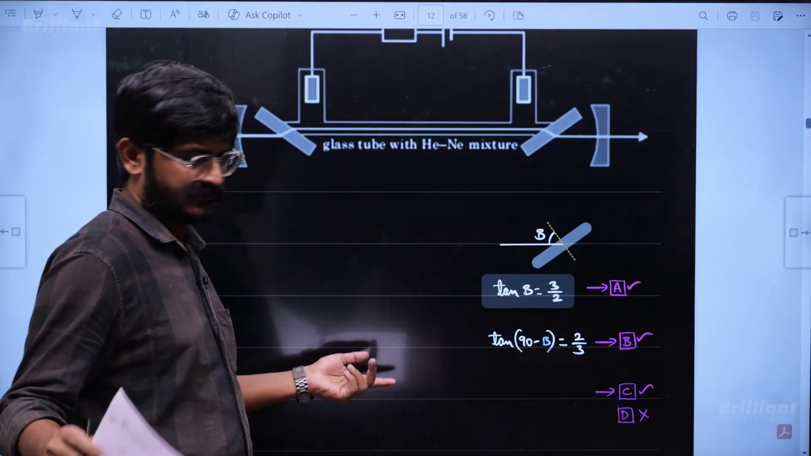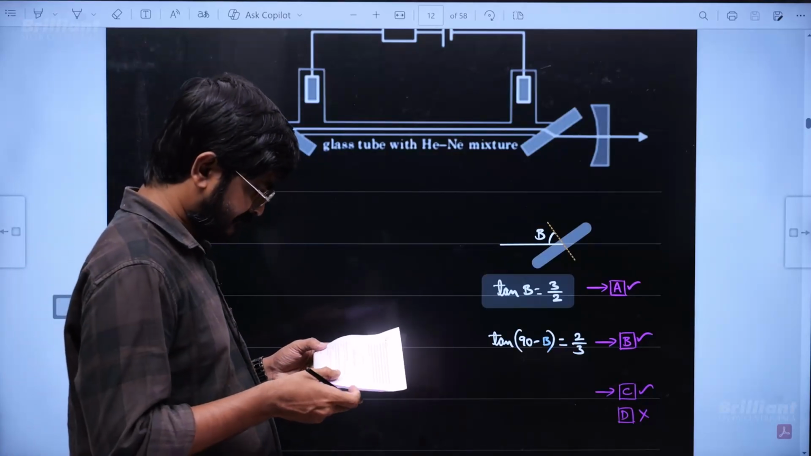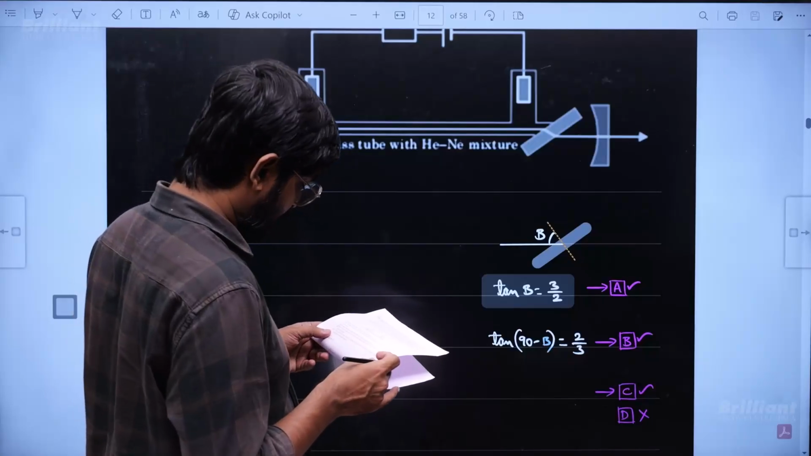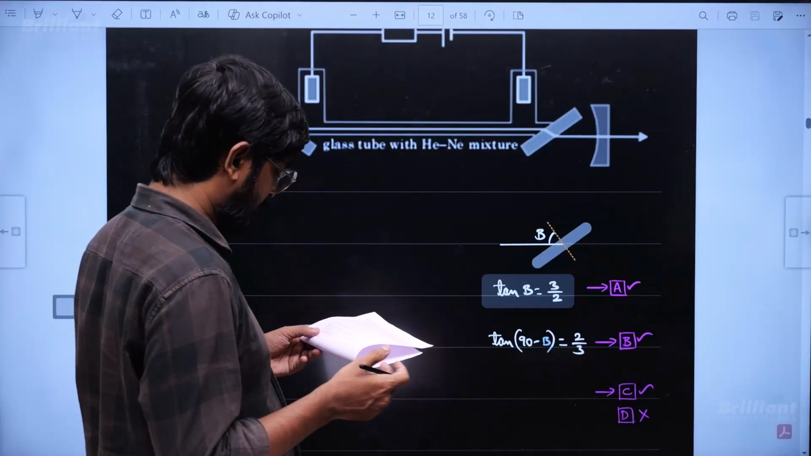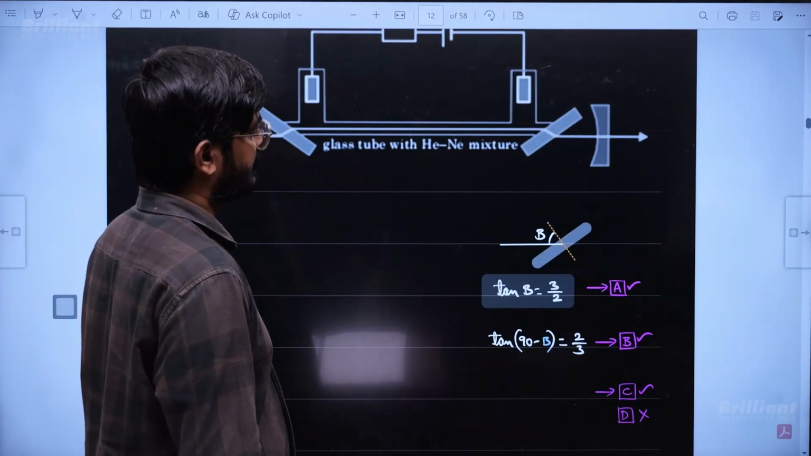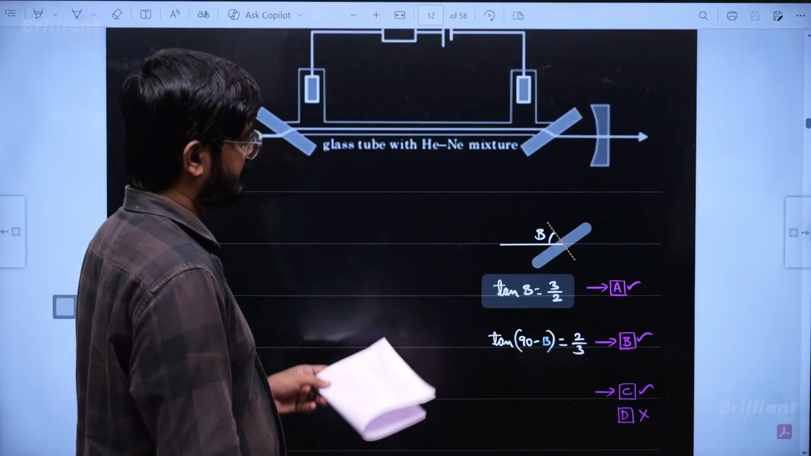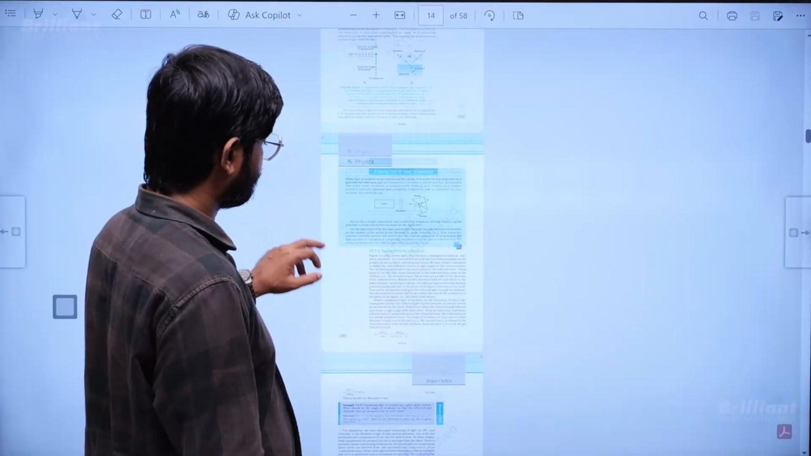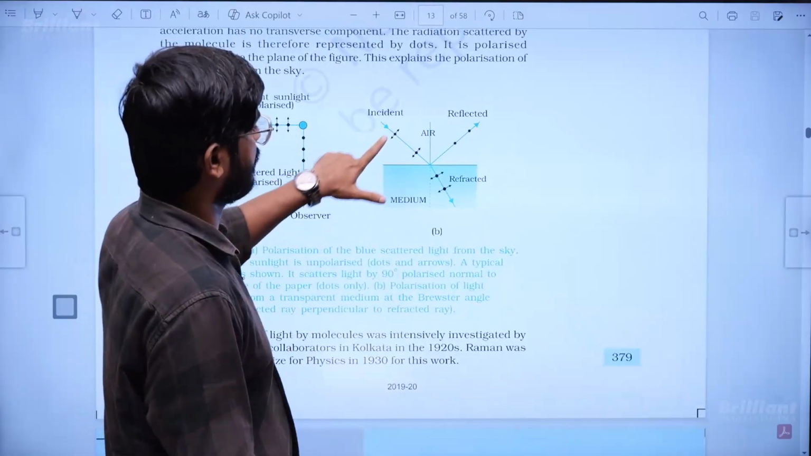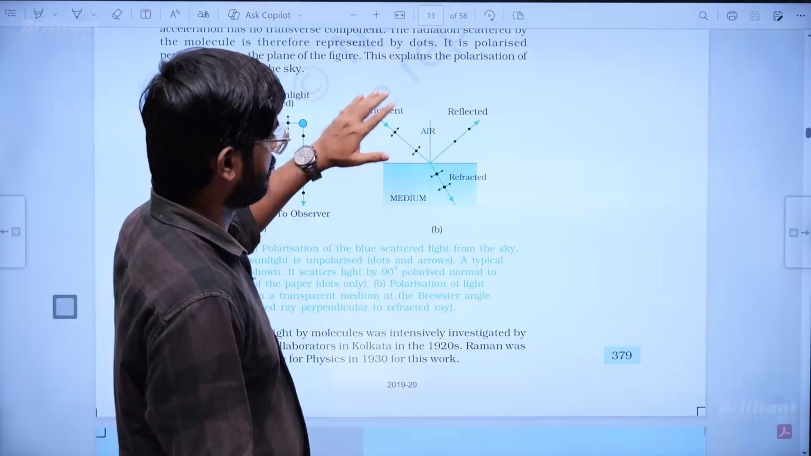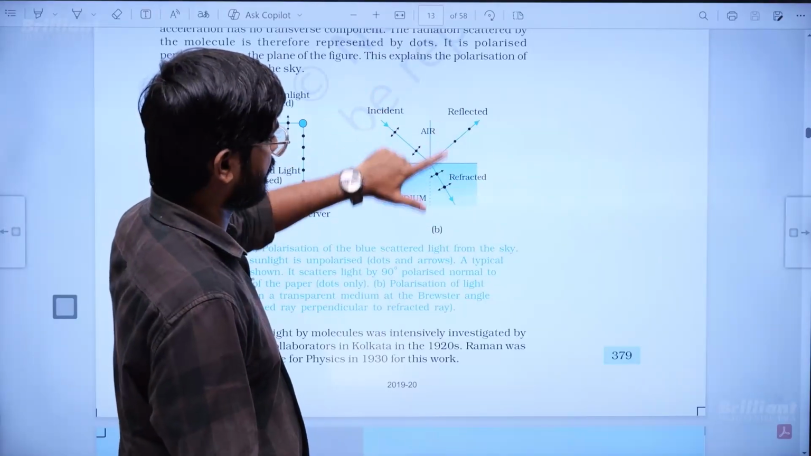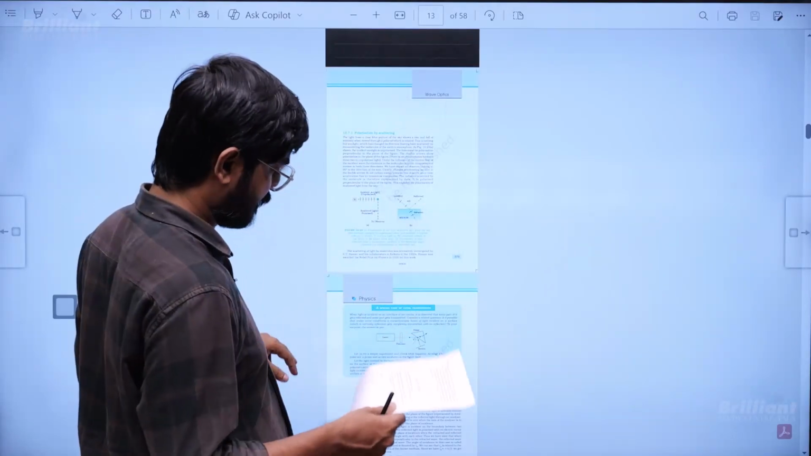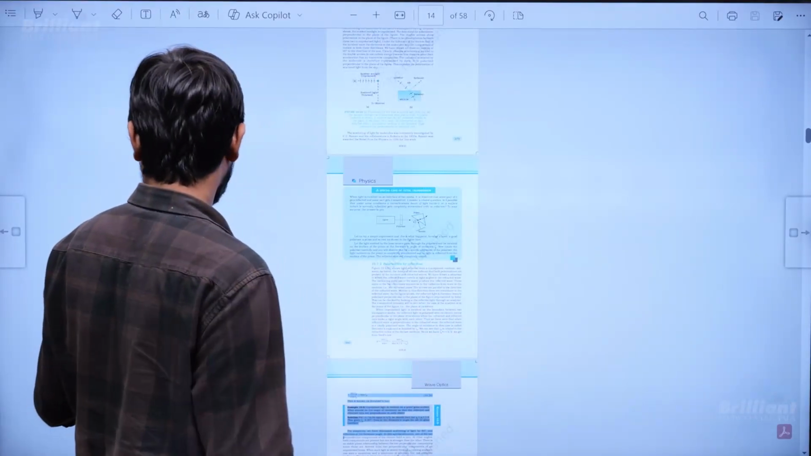So Brewster's angle, that gives you option A correct, option B also correct, and the incident beam should be plane polarized with the plane of electric field the same as the plane of the paper, so that also you should understand. From here, if this electric field is polarized only in this direction, then this will be there, this won't be there. So that electric field is polarized in the plane of the paper. So option C is also correct. Option C is correct implies option D is wrong.